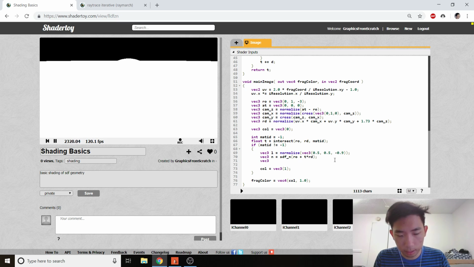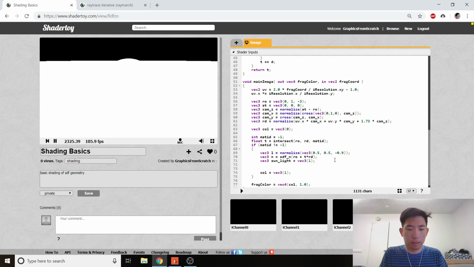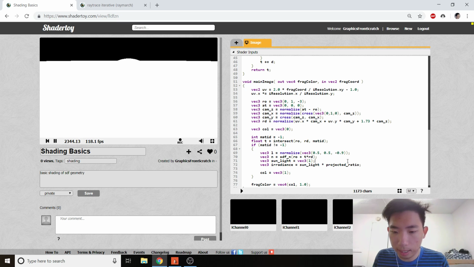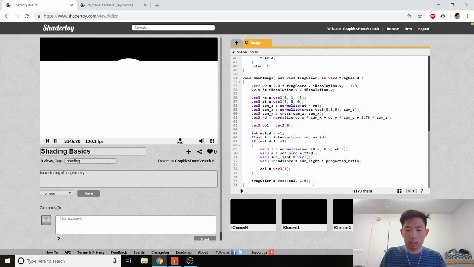The light color. Let's take up the sunlight first. So the sunlight is just going to be perfectly white. And the amount of irradiance, like I said, is going to be the sunlight multiplied by the projected ratio at which the light hits the surface. So it's the photon per area. It's really photon per second per area, but let's just say it's photon per area.